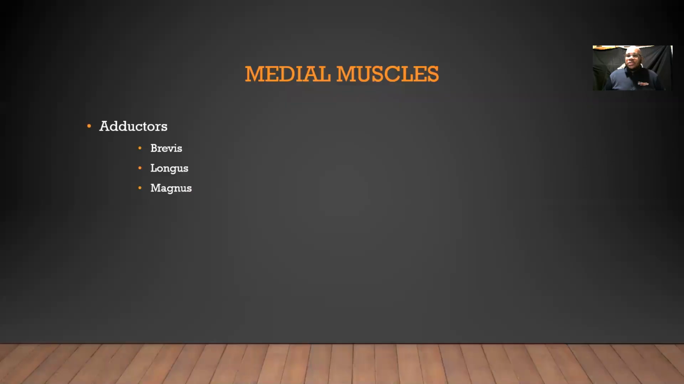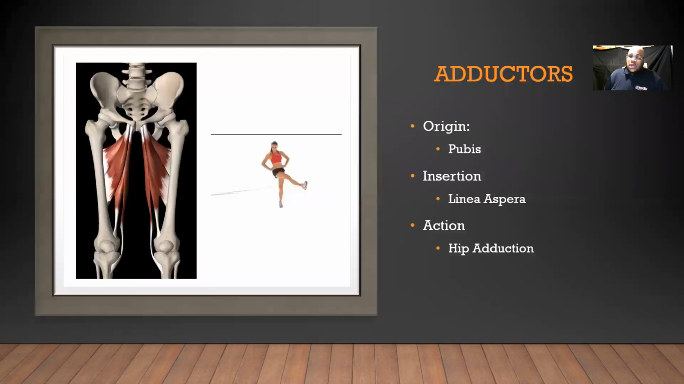So now let's jump into our medial muscles, and these are my favorite. And this group is a very easy group to memorize. One, because they all have the same origin, insertion, and action. So let's jump into talking about our adductor brevis, longus, and magnus. They all share the same origin, which is the pubis, the same insertion, which is the linea aspera, and they all perform together hip adduction.